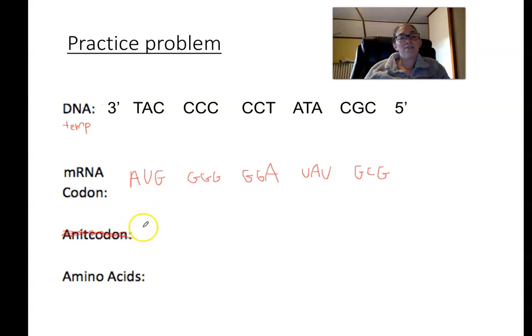We're going to go straight to figuring out the amino acids that are coded by each of these. So AUG codes for methionine. All right, and GGG, I'm going to let you do the rest on your own, because if I flip back in my slide or try to leave this screen, I'm going to lose what I've written here. So you just have to use that genetic code to look up what amino acid is coded for by GGG, GGA, UAU, and GCG.